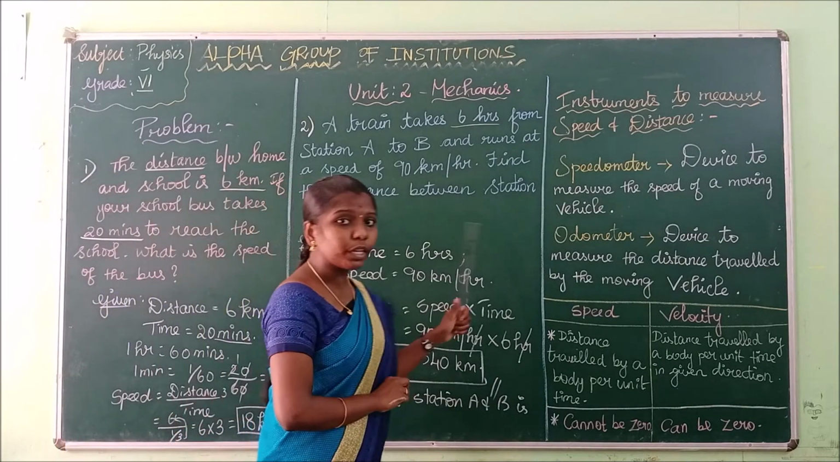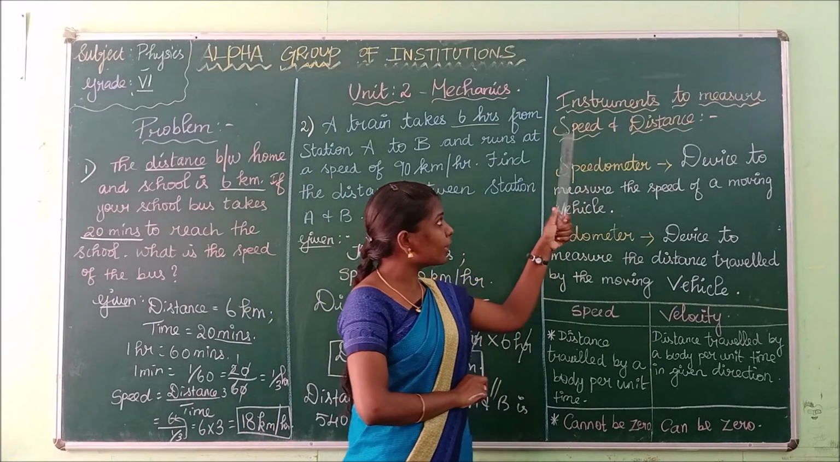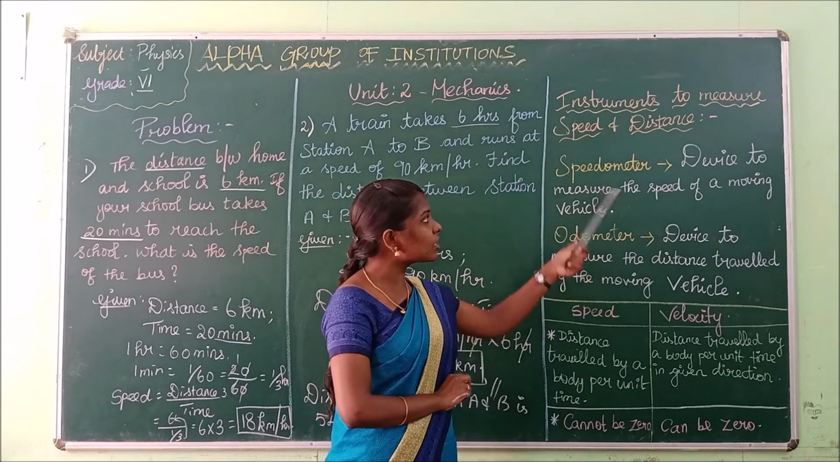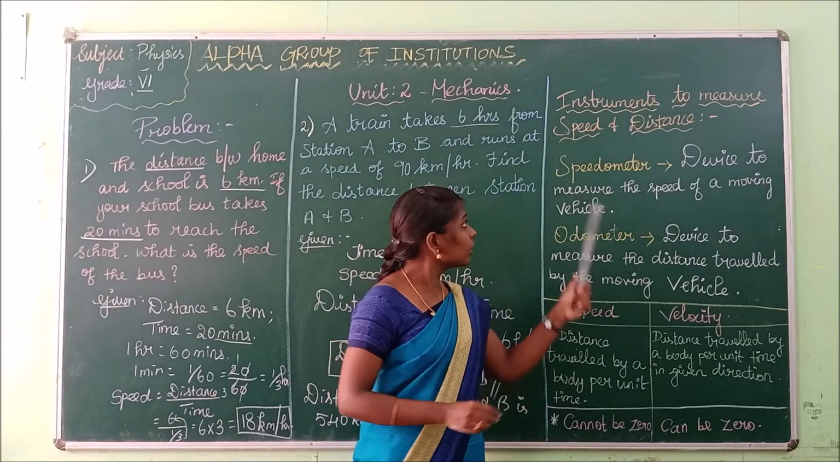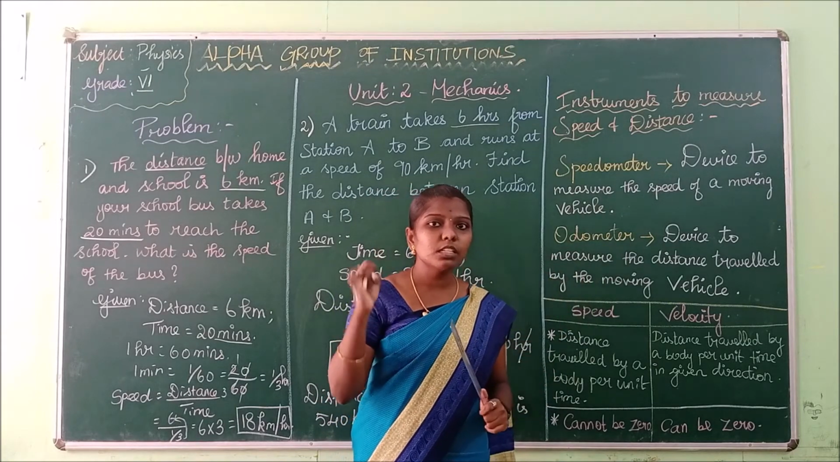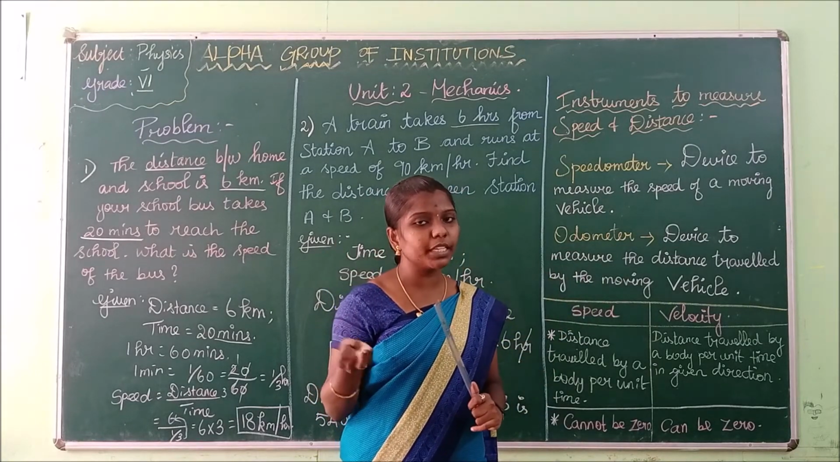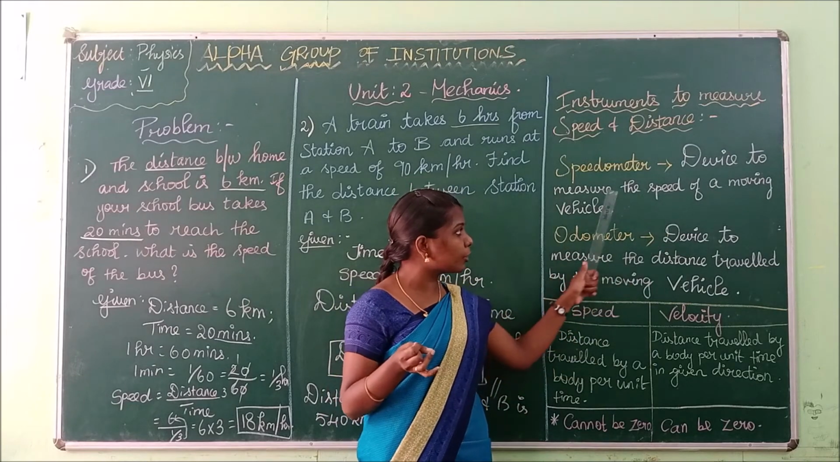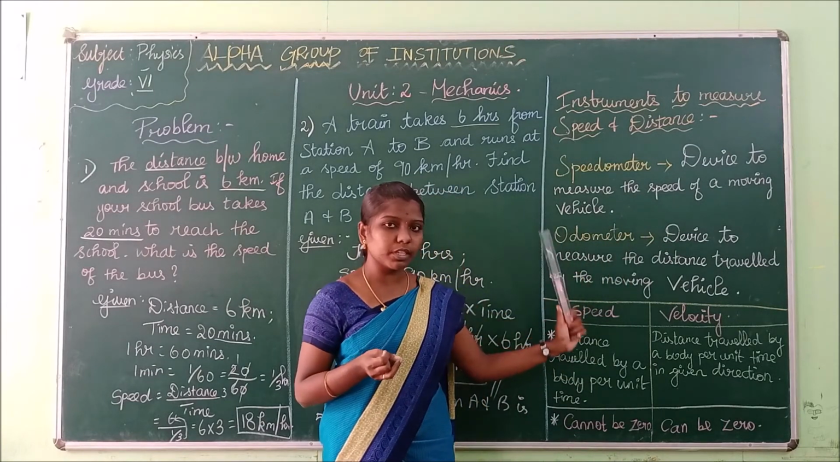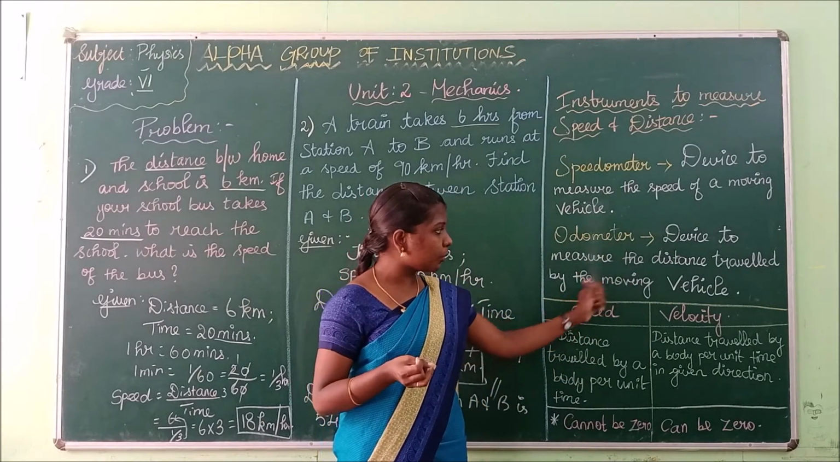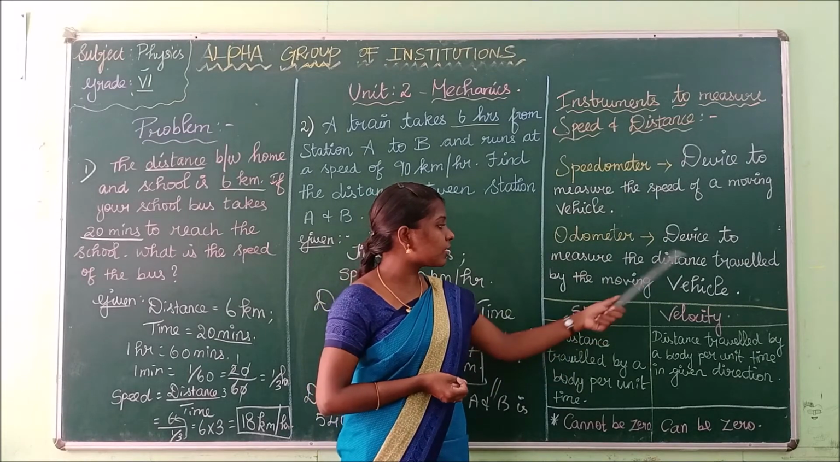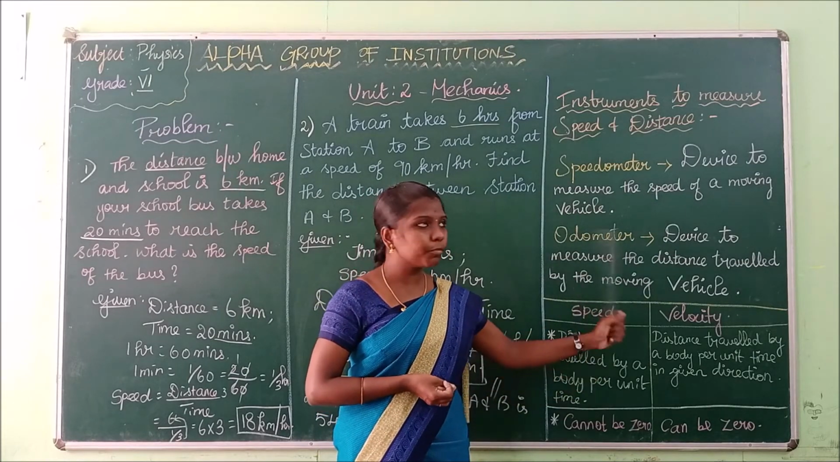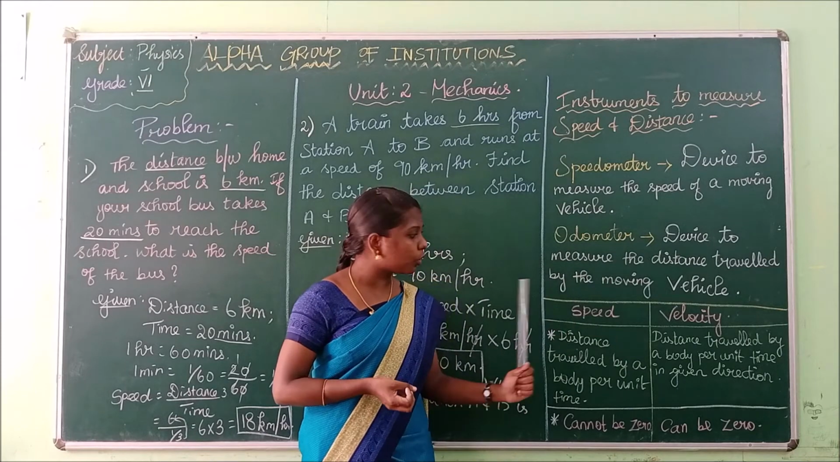Next topic which you are going to see is instruments to measure speed and distance. This I have said you before, right? There are two instruments, namely speedometer and odometer. Speedometer is the device to measure speed of a moving vehicle. Odometer is the device to measure distance travelled by the moving vehicle. This I have said you before, right?